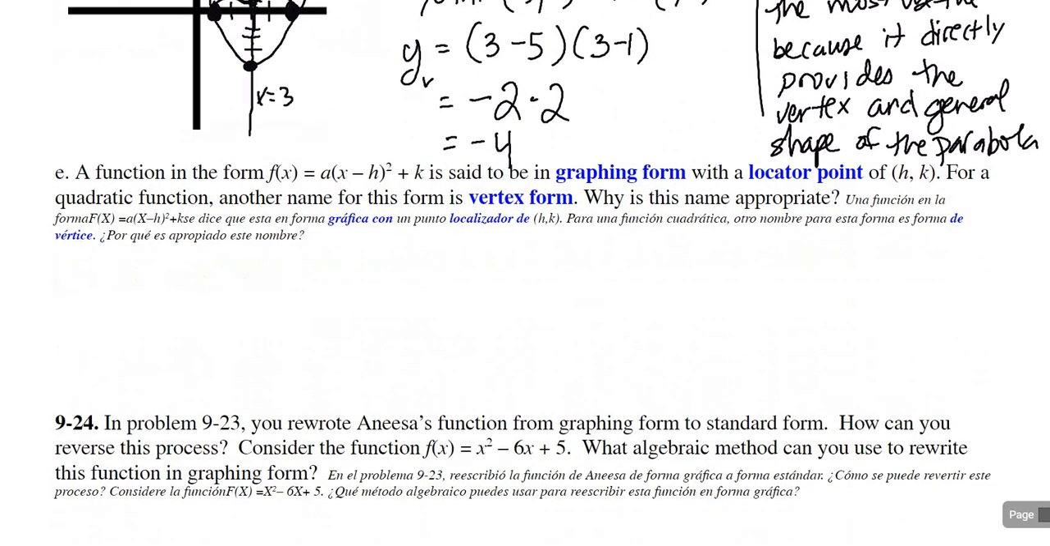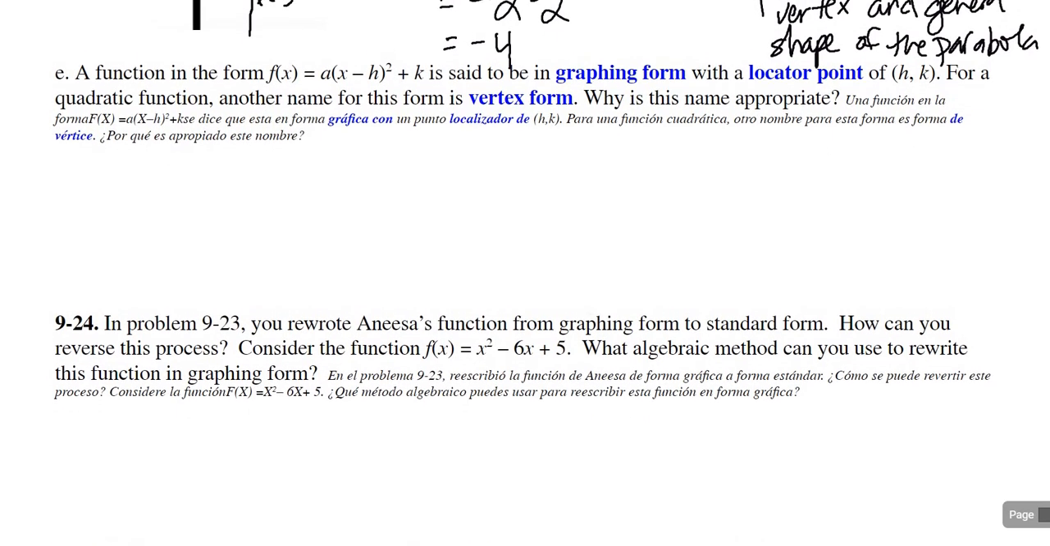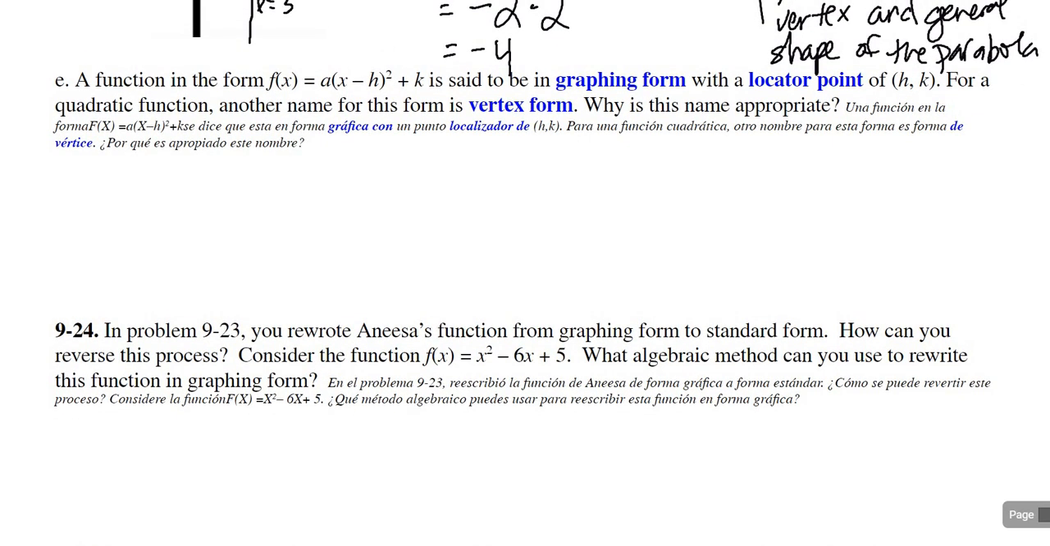Okay, next problem. A function in the form f of x equals a times x minus h squared plus k is said to be in graphing form with a locator point of hk. This is vocabulary. For a quadratic function, another name for this form is vertex form. Why is that appropriate? Okay, this is not a trick question.